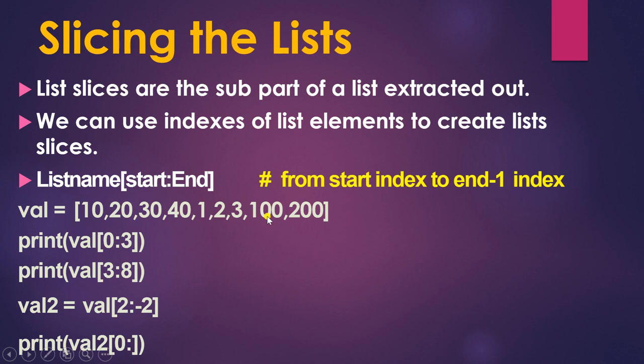2 minus 2 is 100. So 30 to 100 it will give you. Now next is 2, 0 to last position. So it will give you the complete list.